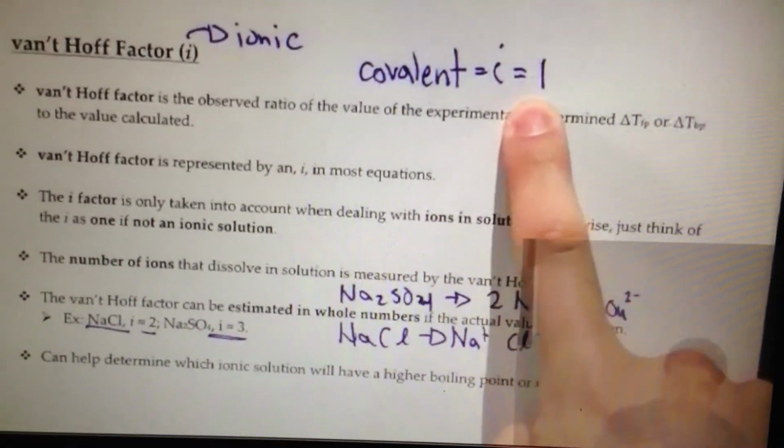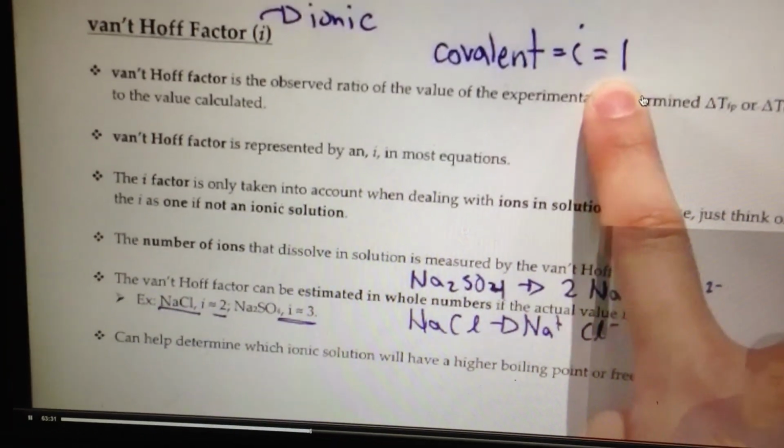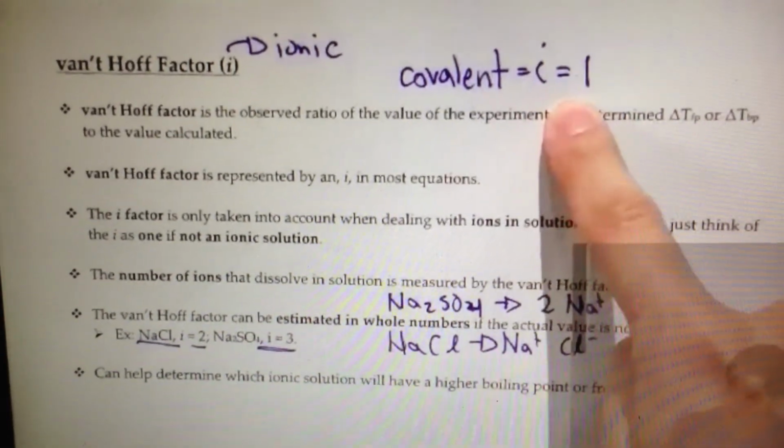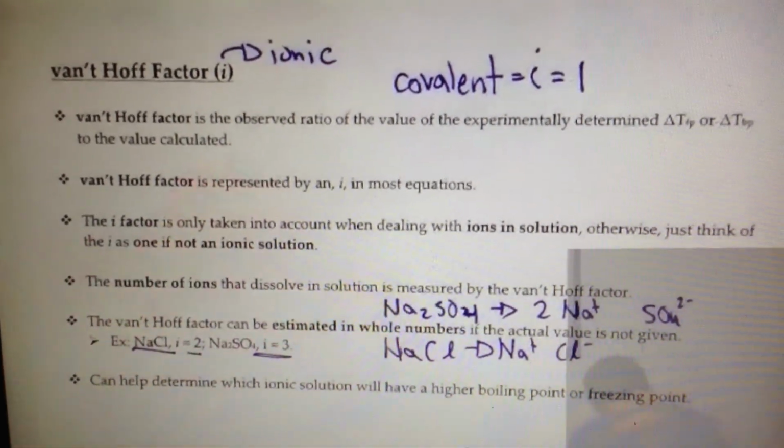For things that are covalent, are they going to break apart? No, they're going to stay together. So i is 1. All right, i is 1. Okay. Now, I'll show you where that comes in.